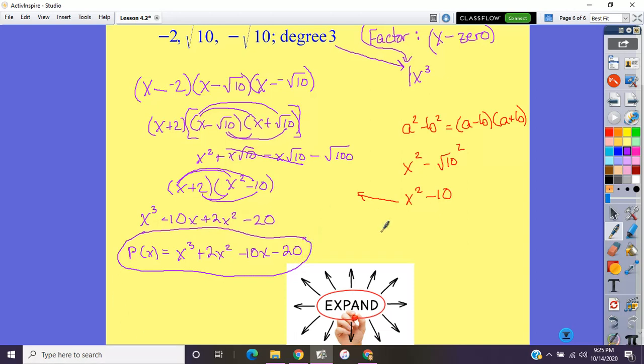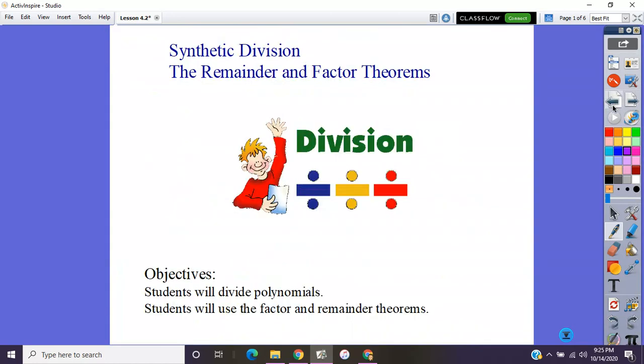And these are the things that we talk about when we talk about the synthetic division, the remainder theorems, and the factor theorems. So hopefully this made sense, and we hit these things. So you will divide polynomials. We use synthetic division to do that. And then you're also using the factor and remainder theorems to help solve problems.